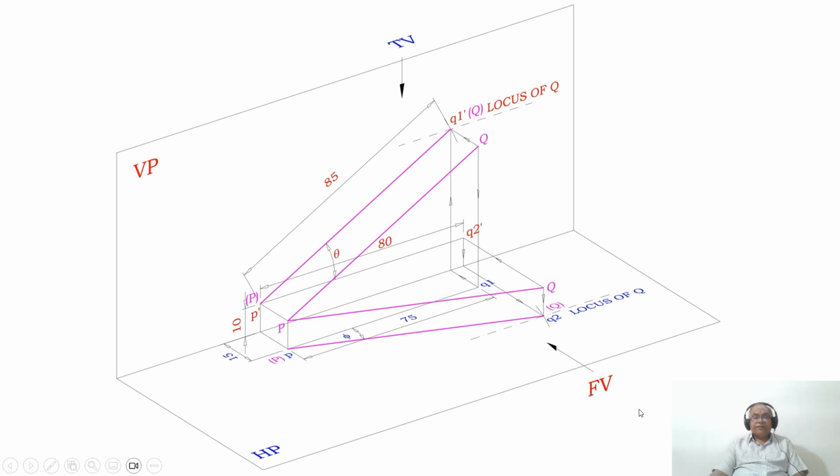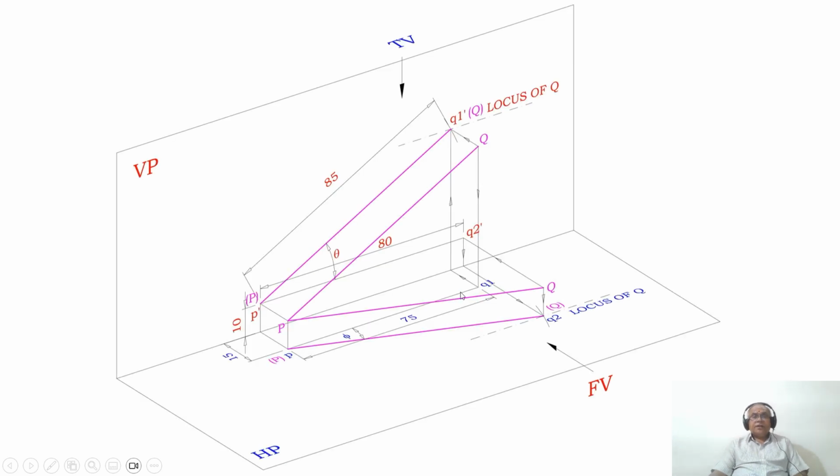Therefore, when you look from the front view, the image you will get will be on the vertical plane, because the front view is perpendicular to the vertical plane. So you mark this as P dash and Q2 dash. So what is the length of the front view? The length of the front view is 80 mm.